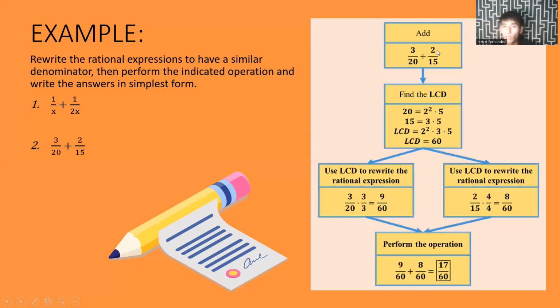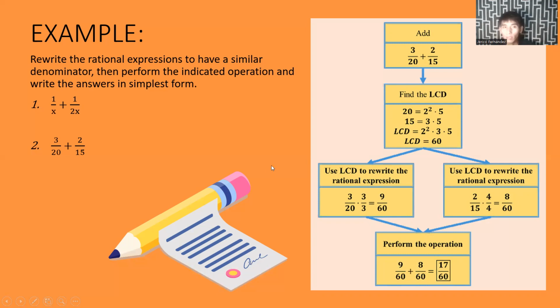Another one, 3 over 20 plus 2 over 15. The LCD of 20 and 15 is 60. So transforming this one to 60, 60 divided by 20 is 3, times 3 is 9. 9 over 60. And this one, 60 divided by 15 is 4, times 2 is 8. So we now have 9 over 60 and 8 over 60 as our new expression. They are now similar. So we will just copy the denominator and then proceed to the operation on the numerators.